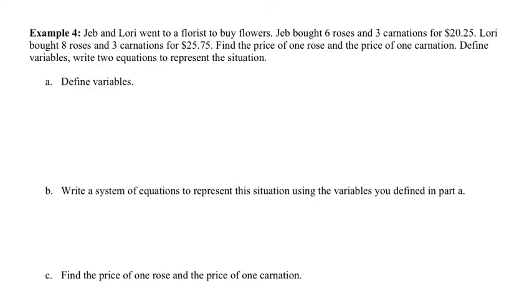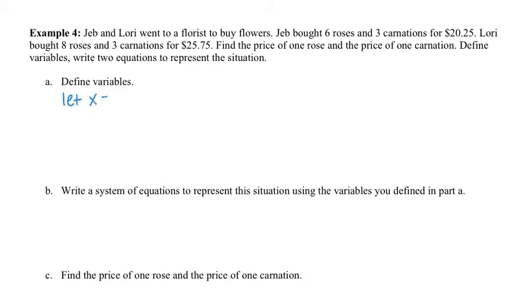Okay, so that's a lot here, but we know that we have to have variables in this situation. Remember that variables are what you're trying to solve for. So whatever the question is, those are your variables. Find the price of one rose and the price of one carnation. Those are our 2 variables, the price of a rose and the price of a carnation. We don't know either of those.